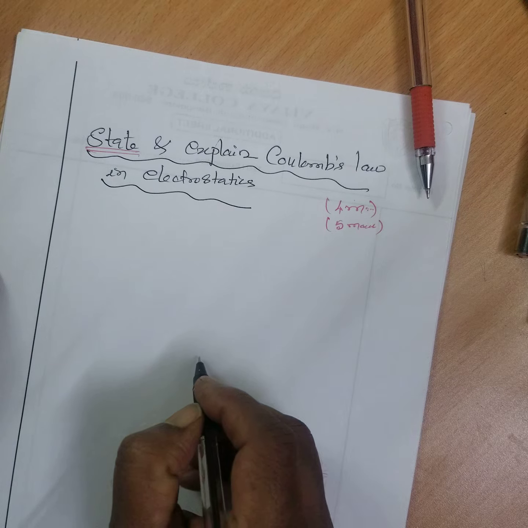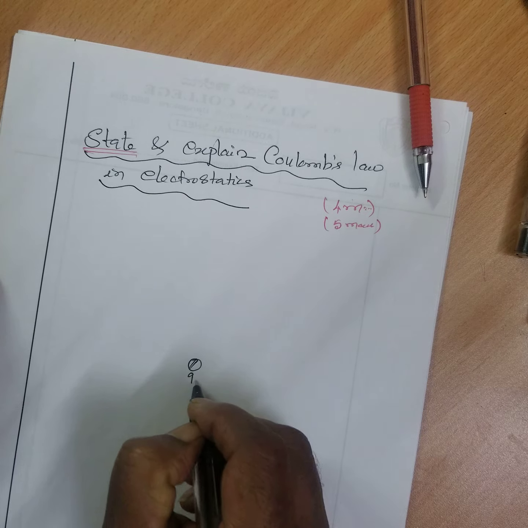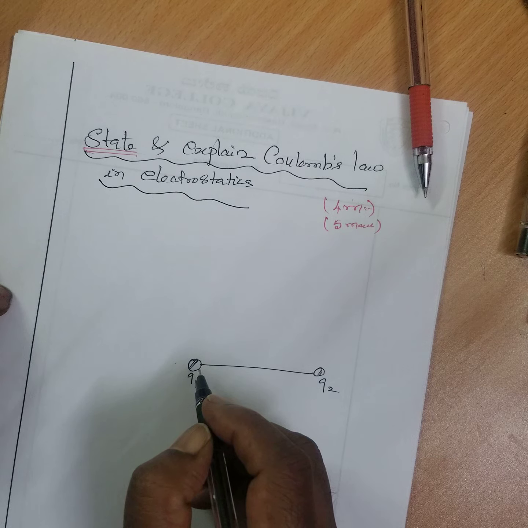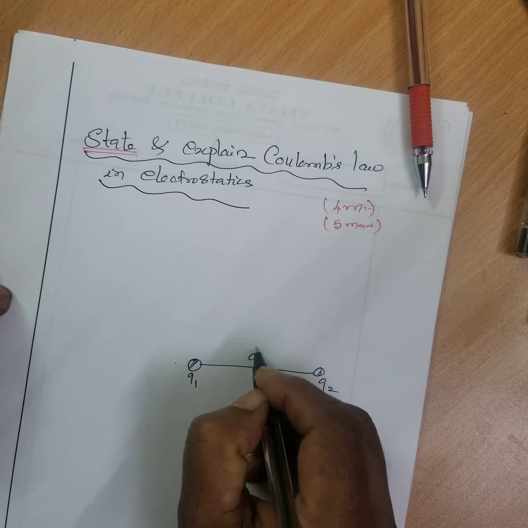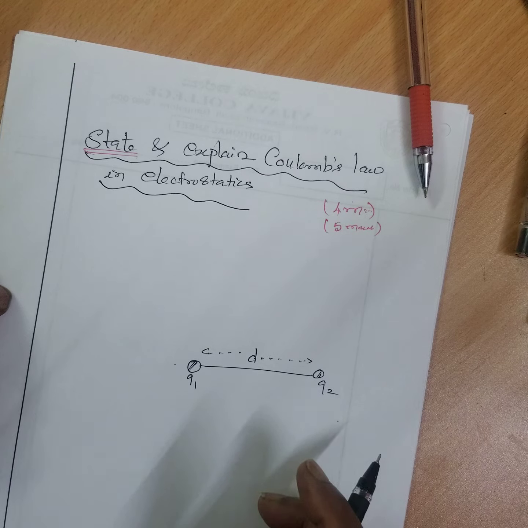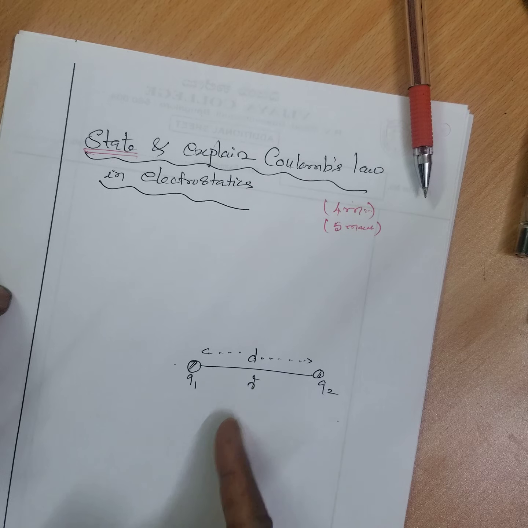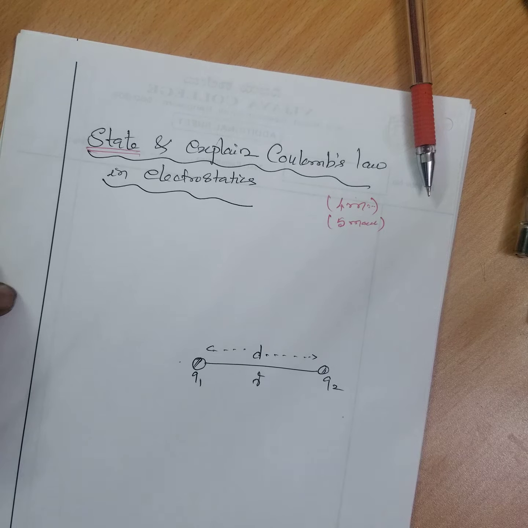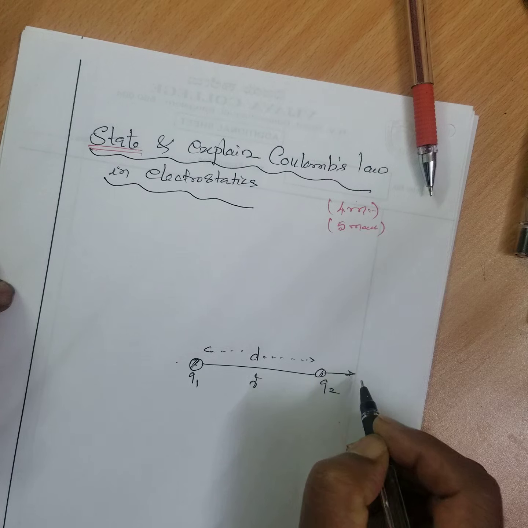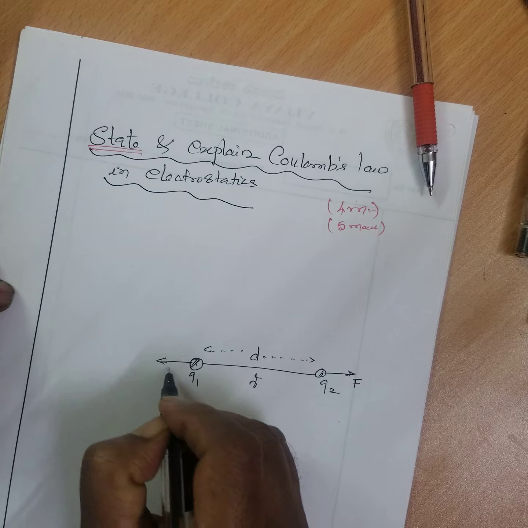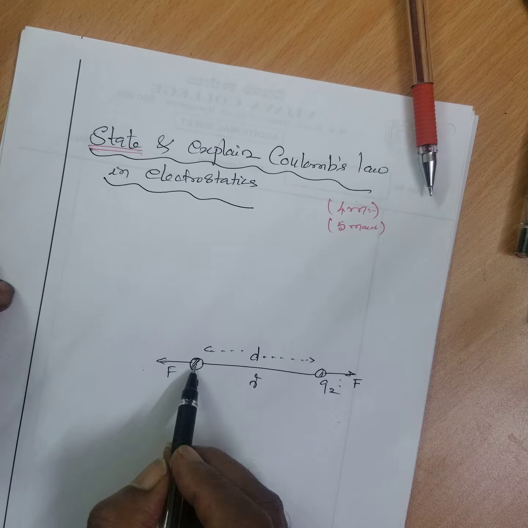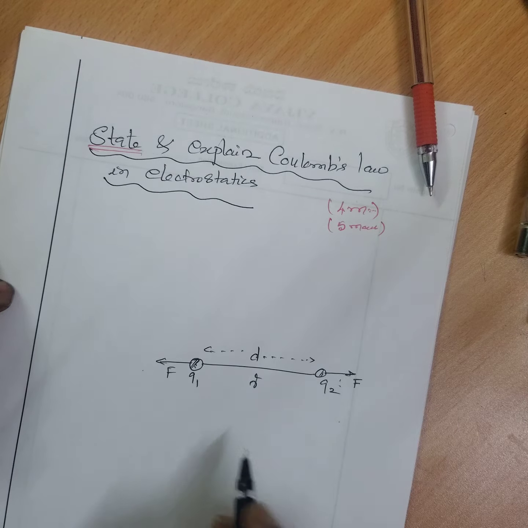Now consider two charges Q1 and Q2, two point charges, kept at a distance of D. D is the distance between them. Some textbooks will write R, anything. R is the distance between them. If both are positive, there is a force of repulsion. Both negative, force of repulsion. Positive and negative, force of attraction.